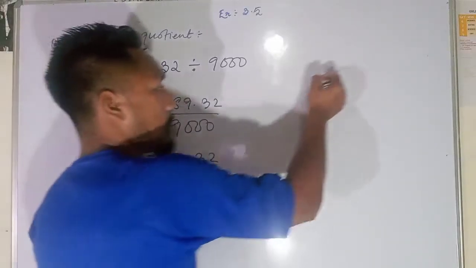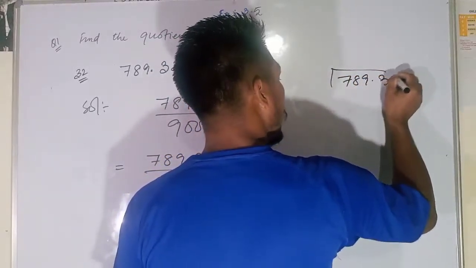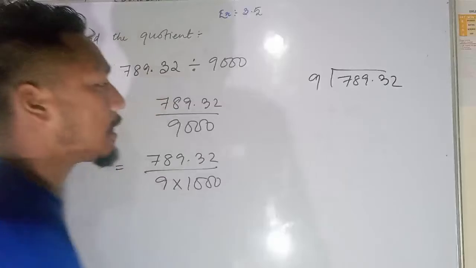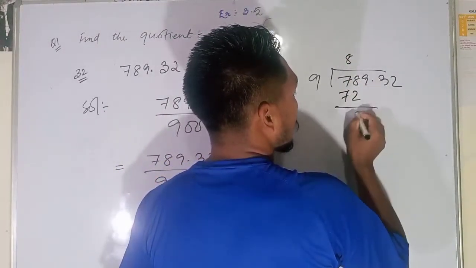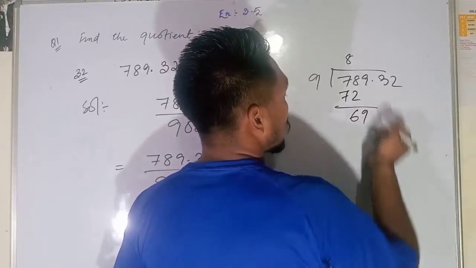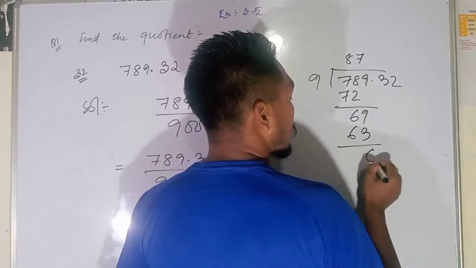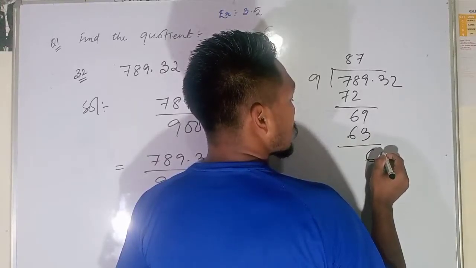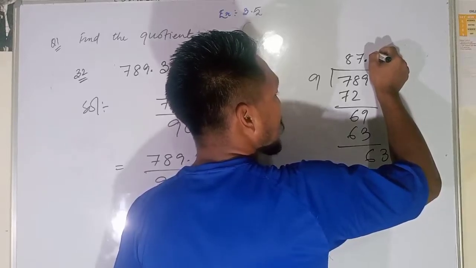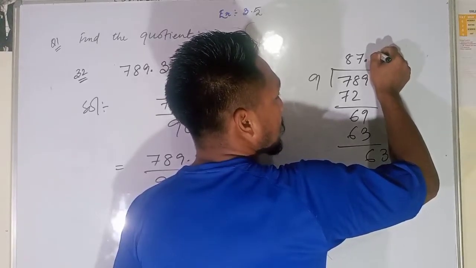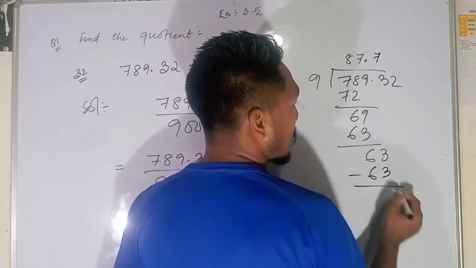So 789.32 is divided by 9. Okay, 9 8s is 72. How much is this? 9 again. So 9 7s are 63. So how much is this? 6, 3 here. So point will bring down 9. How much time? 9 7s again 63. Okay, so subtract it. Now 2 will go down.